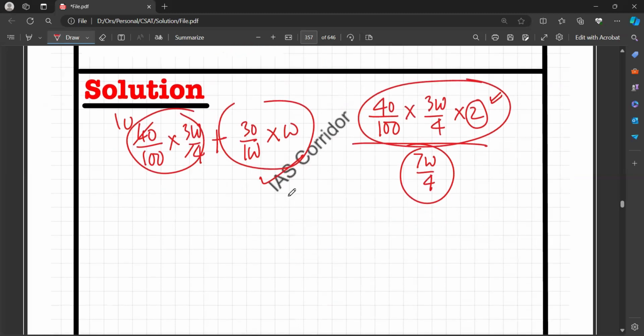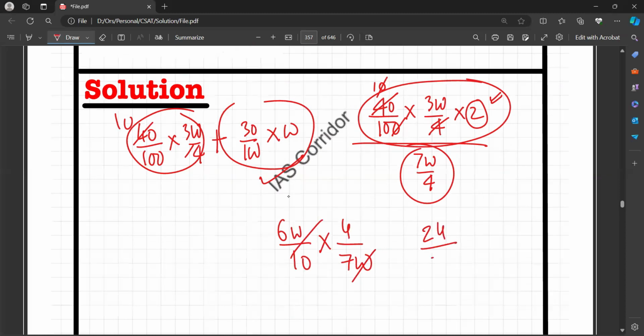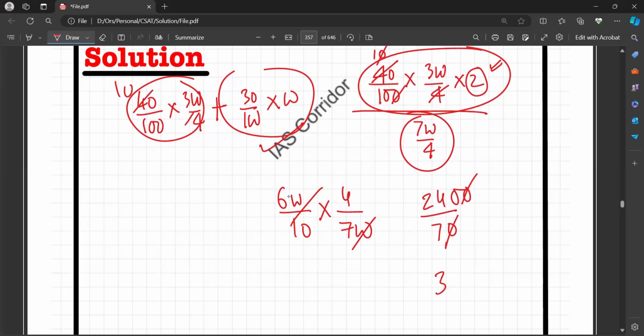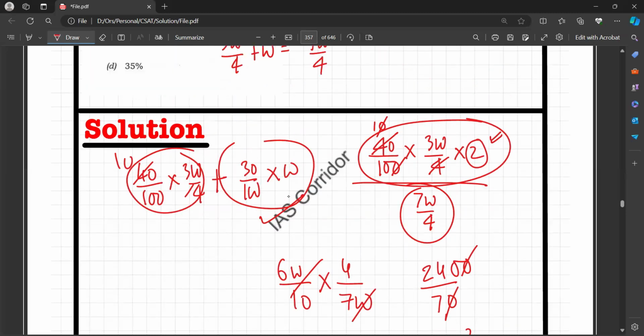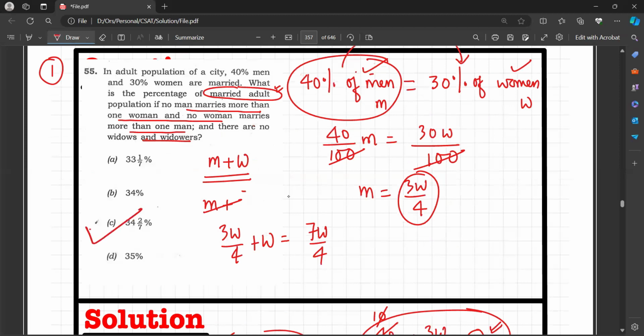So can I find the percentage here? Yes, obviously. This 4 getting cancelled here, this gives you 10. This gets cancelled here. So the upper part becomes 6W by 10 into 4 by 7W. W getting cancelled. This is 24 by 70. You can do it as 2400 by 70. This getting cancelled. Now 7 threes are 21. Again 30. 30 means 7 fours are 28, 2 whole 7 percentage. That is why we did 100. So 34 whole 2 by 7%. So your answer is C.